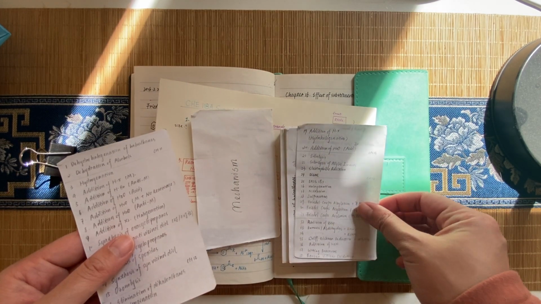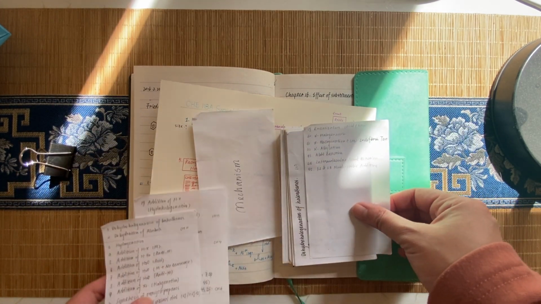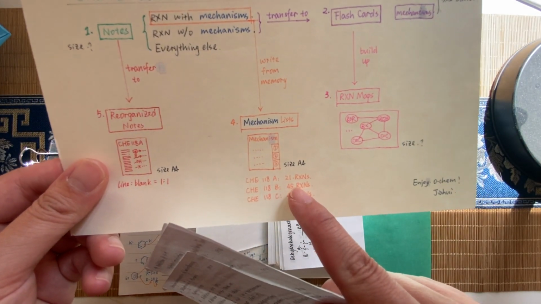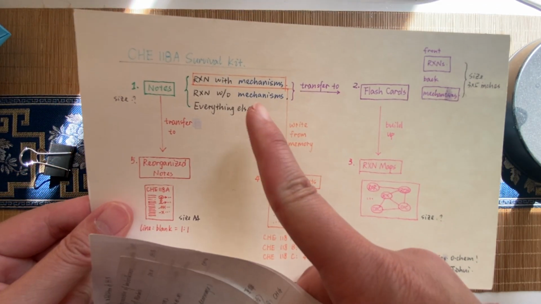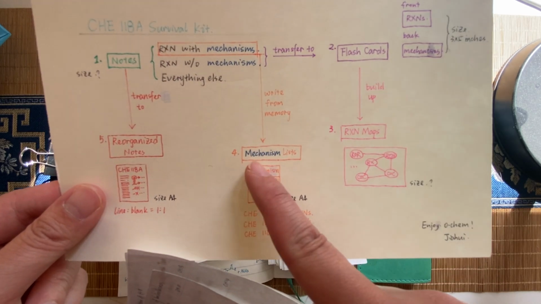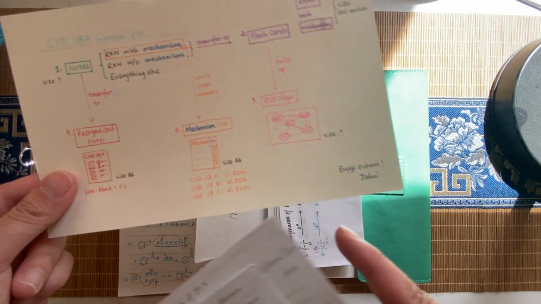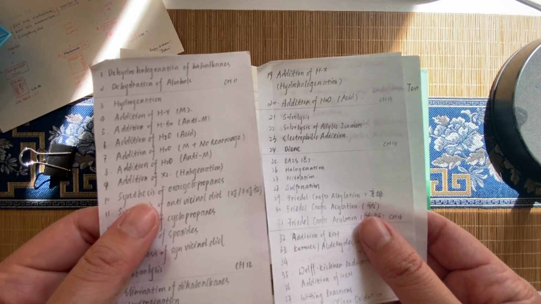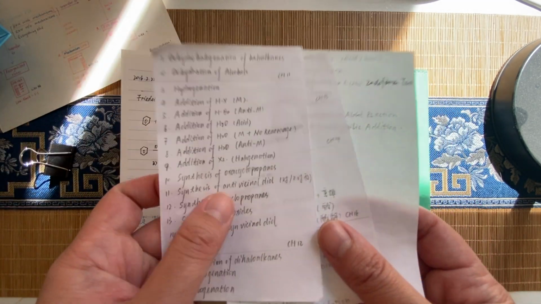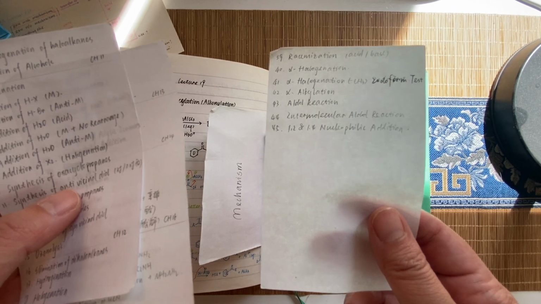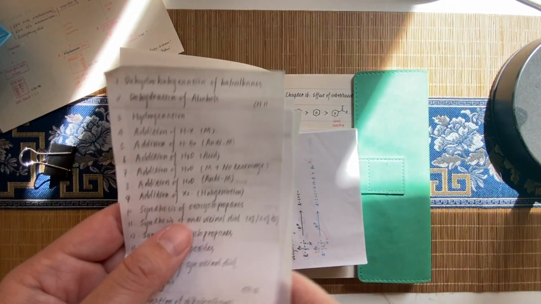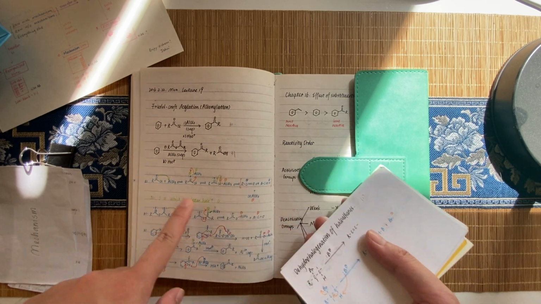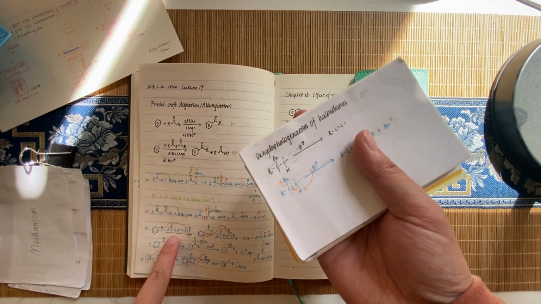So this is 118B. I said there are 45 reactions with mechanism, right? So this is the list of reactions with mechanism. Where does this 45 come from? That's how I counted during the class, and that's all the names of the 45 mechanisms. And they were transferred from the notes into flashcards like this.